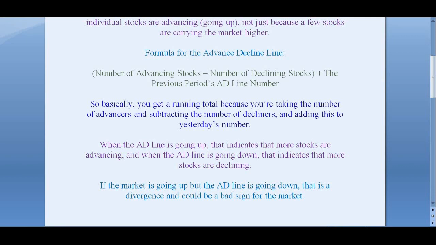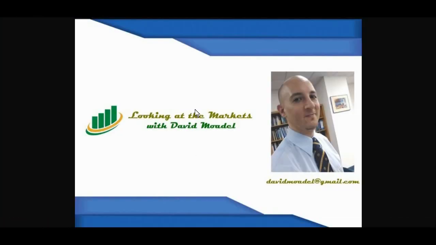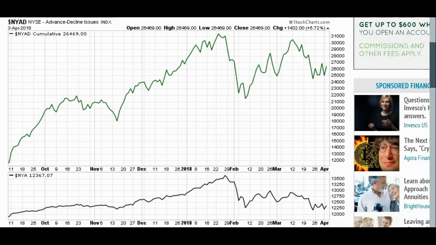When the advanced decline line is going up, that indicates that more stocks are advancing. And when the advanced decline line is going down, that indicates that more stocks are declining. If the market is going up, but the advanced decline line is going down, that is a divergence and could be a bad sign for the market. You can use it, not as your only indicator, but you can get a feel for which way the market might be headed.